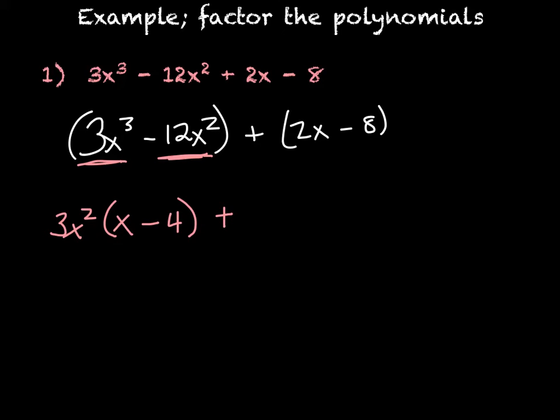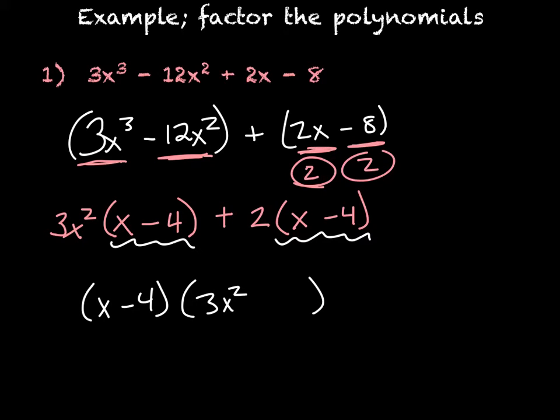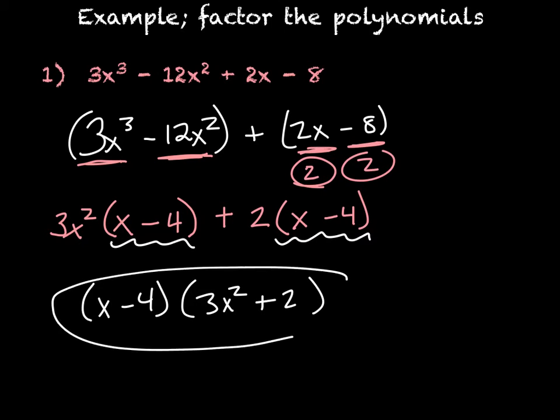And then if I look at the next part, I have a 2x and I have a minus 8, so that means I can take out a 2 out of both of them. So I'm going to factor out a 2, leaving me with x minus 4. So you should note that these should be the same now, and then I can pull those out, leaving me with x minus 4 times 3x squared plus 2, and that would be your final answer.